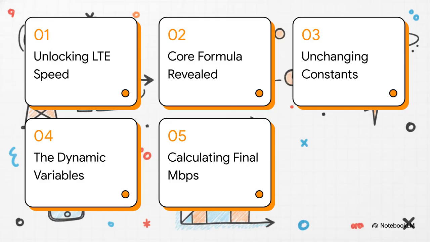So, to get a grip on all this, here is our roadmap for today. It's like a giant puzzle, and we're going to build it piece by piece. First up, unlocking LTE speed. Second, the core formula revealed. Third, the unchanging constants. Fourth, the dynamic variables. And finally, number 5, calculating final megabits.